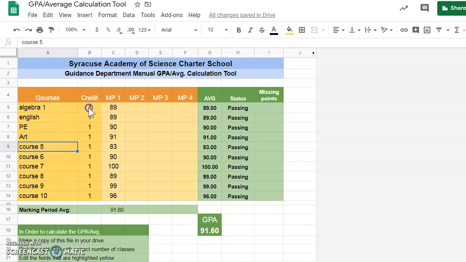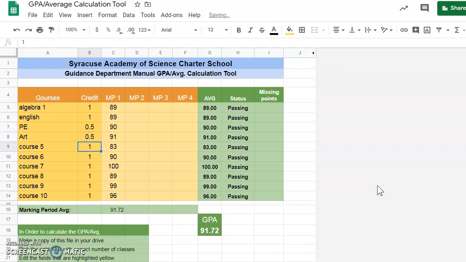So algebra 1 is usually 1 credit. English is 1 credit. PE is going to be a half credit. And most of the time, PE and art or music usually rotate, which means it is less than 1 credit. 1 credit means you're seeing a teacher every single day for the entire year, which is usually 180 days, and you get a full 1 credit. On the other hand, if you are meeting every other day, like a PE class, you get 0.5 credits. Let's say the art is also 0.5.